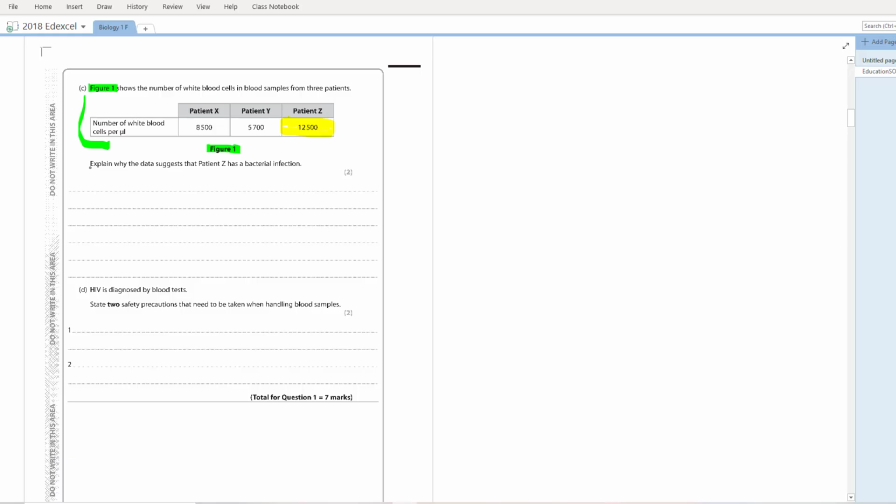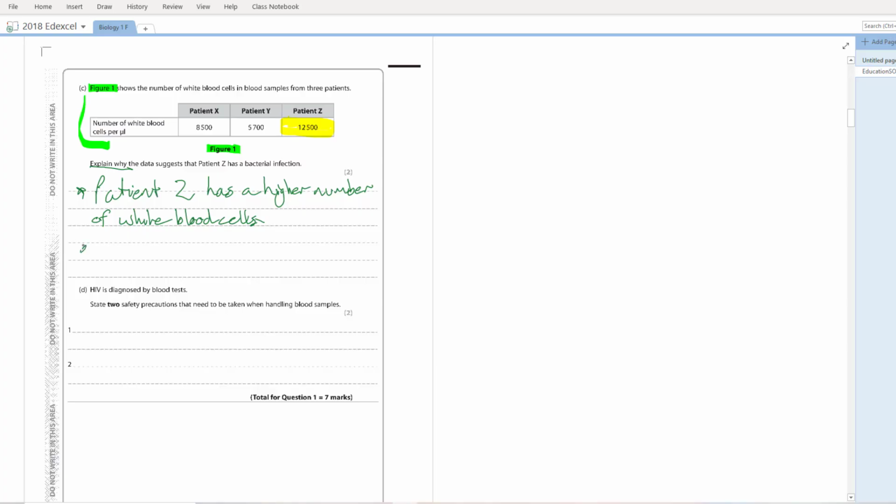The question says explain why the data suggests that patient Z has a bacterial infection. Now this is worth 2 marks. As I said, the thing that sticks out for me is they've got a significantly higher number of white blood cells. So the first part of my answer, I'm going to put that down because that's what I notice. Patient Z has a higher number of white blood cells.